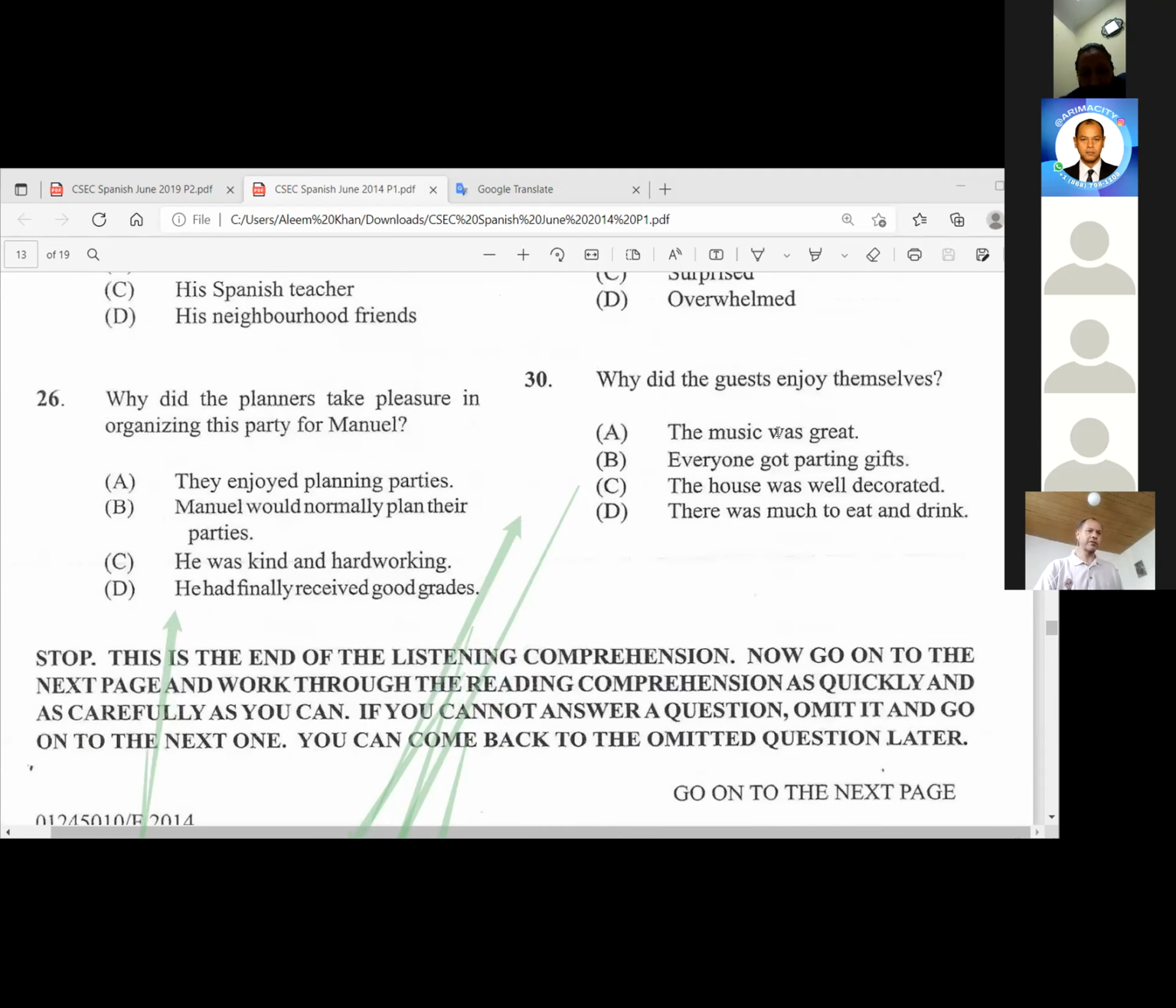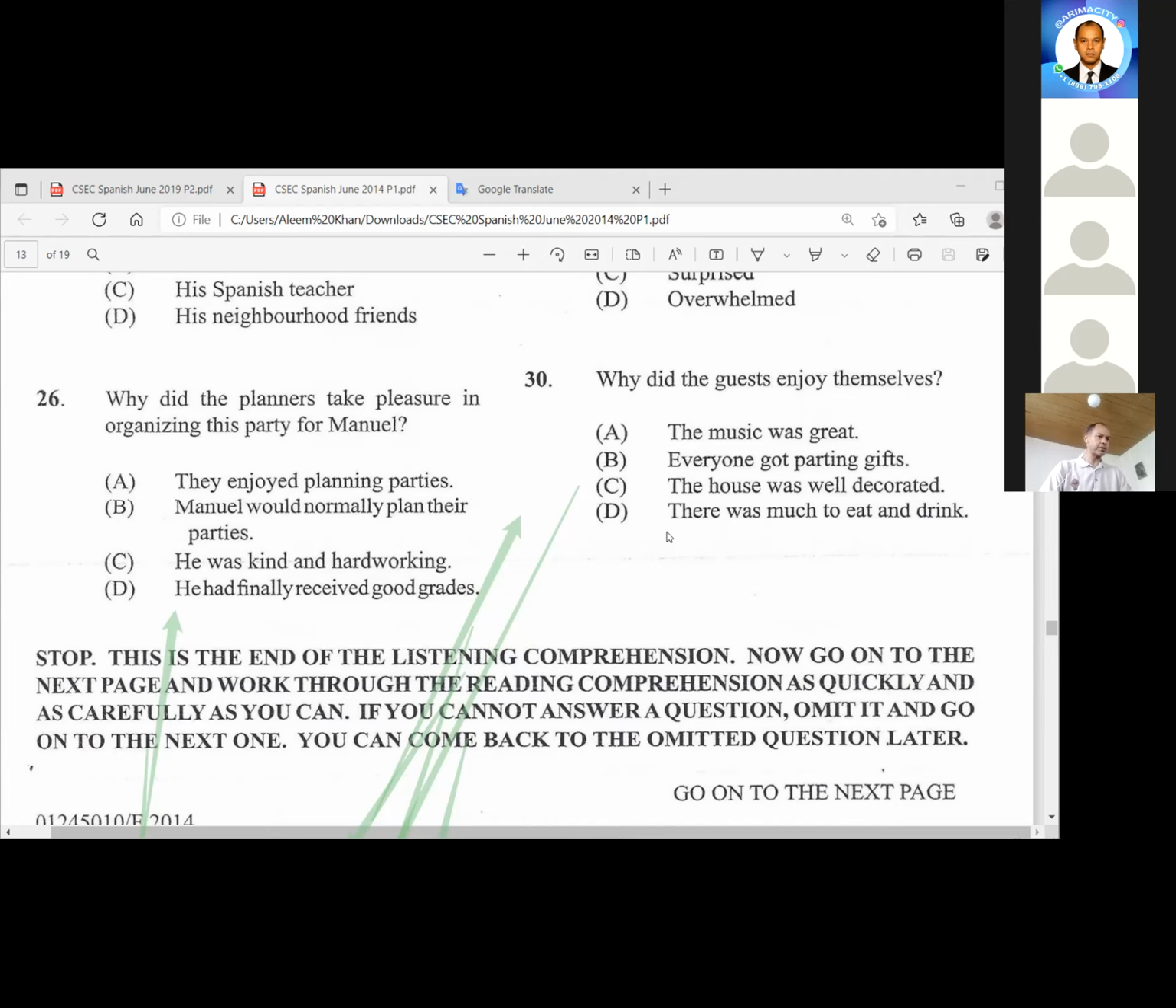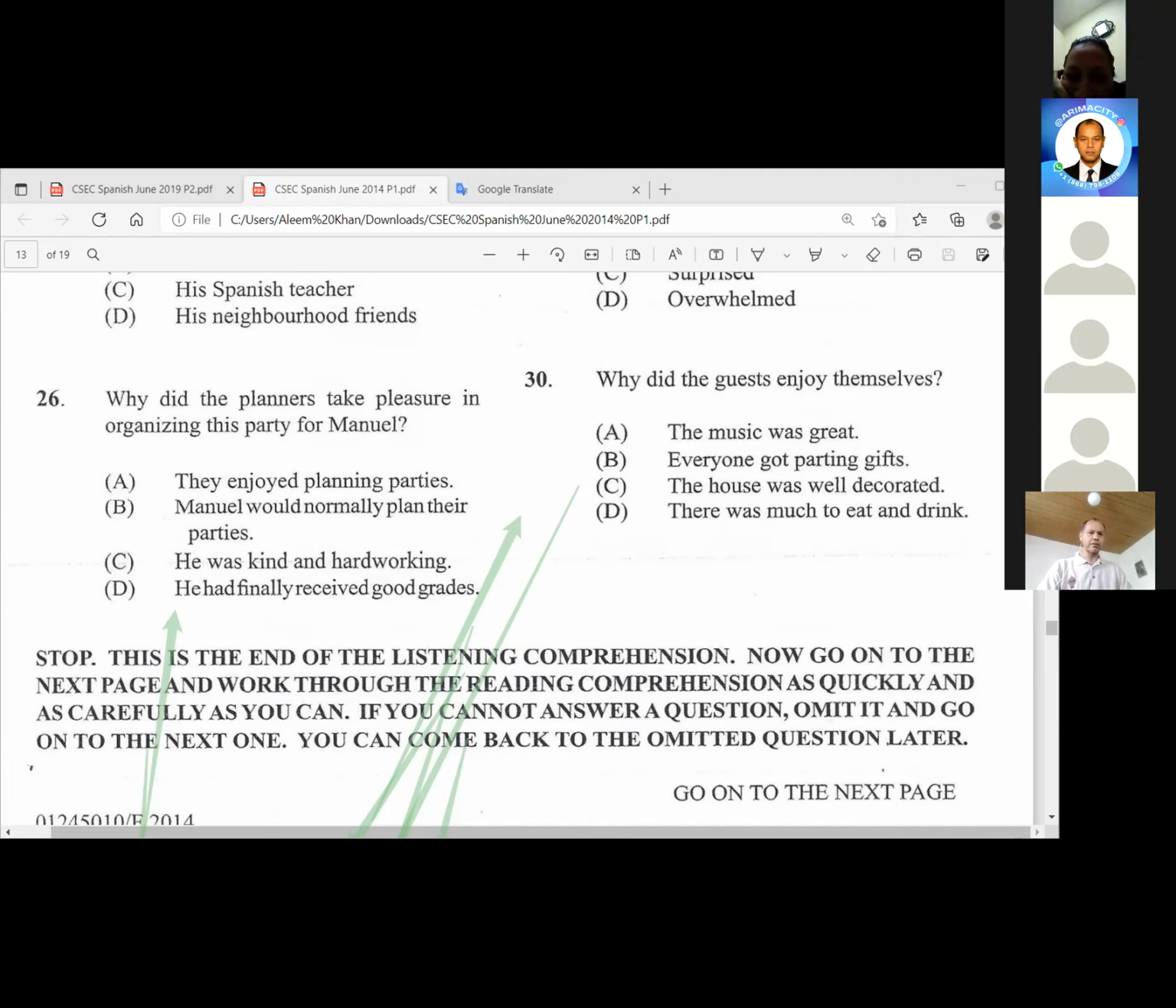Okay, and finally for today, number 30, why do the guests enjoy themselves? After Malika, we are on Maria. Let me just put all of that in Spanish so that when you hear it in Spanish, you'll have an idea what it is. Okay, porque los invitados, why did the guests enjoy themselves? Porque gozaron los invitados.